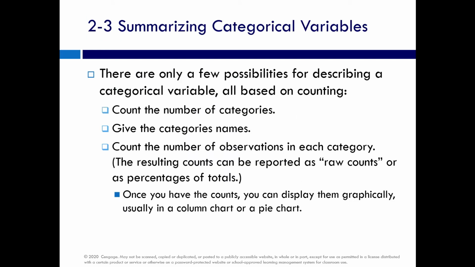Summary of categorical variables. There are only a few possibilities for describing a categorical variable, all based on counting. Count the number of categories, give the category's name, count the number of observations. The resulting counts can be reported as raw counts or as a percentage of the total. Once you have the counts, you can display them graphically using a column chart and a pie chart.